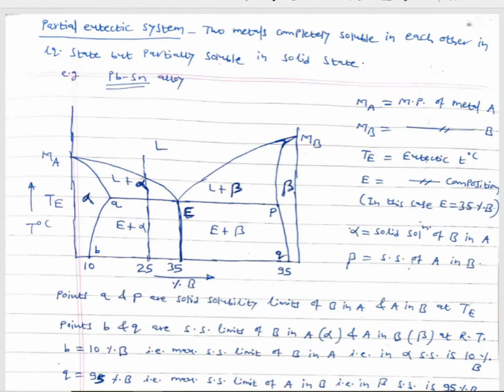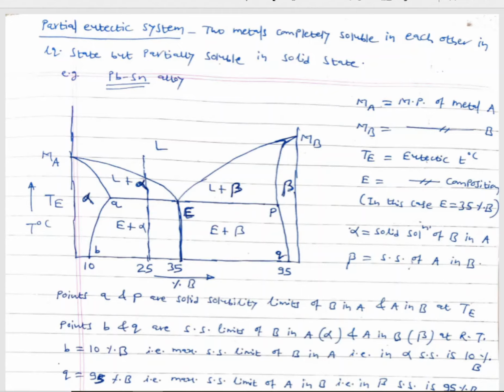Now we'll see about the partial eutectic system: two metals completely soluble in each other in liquid state but partially soluble in solid state.